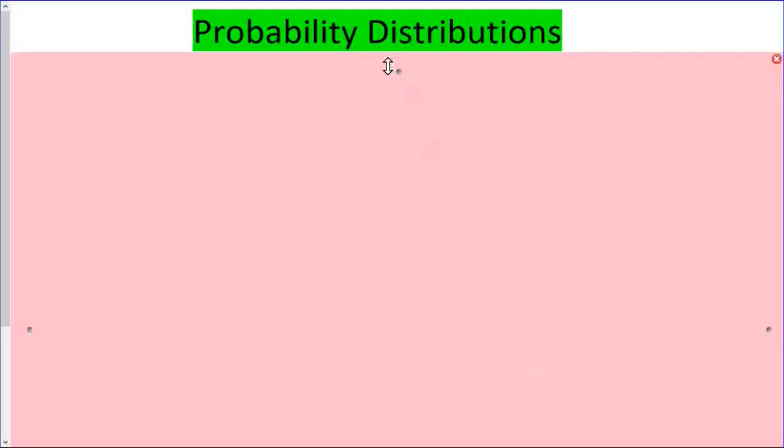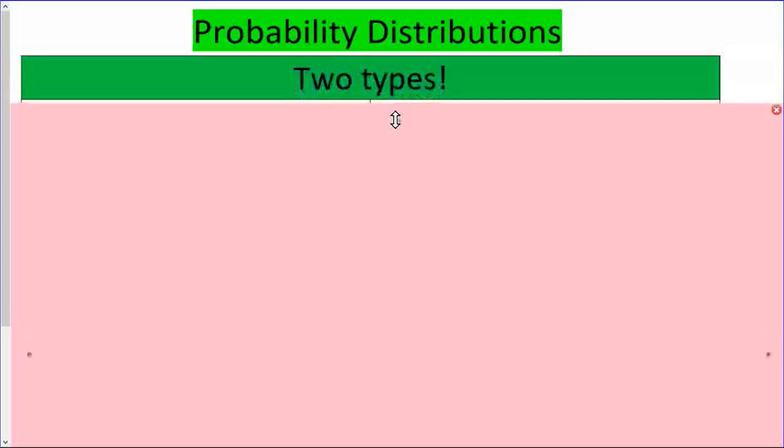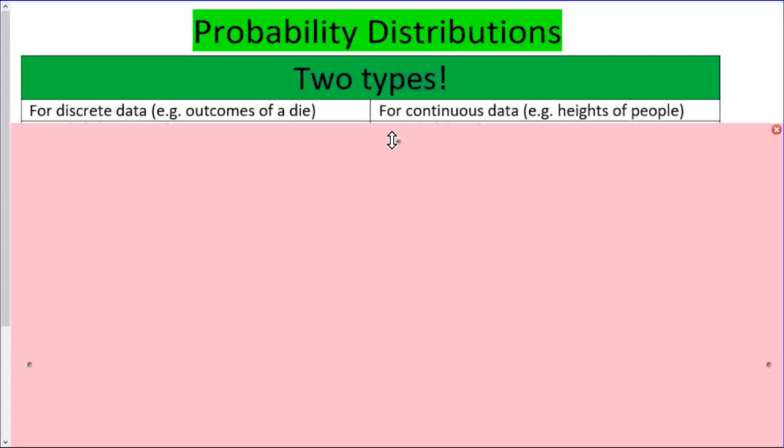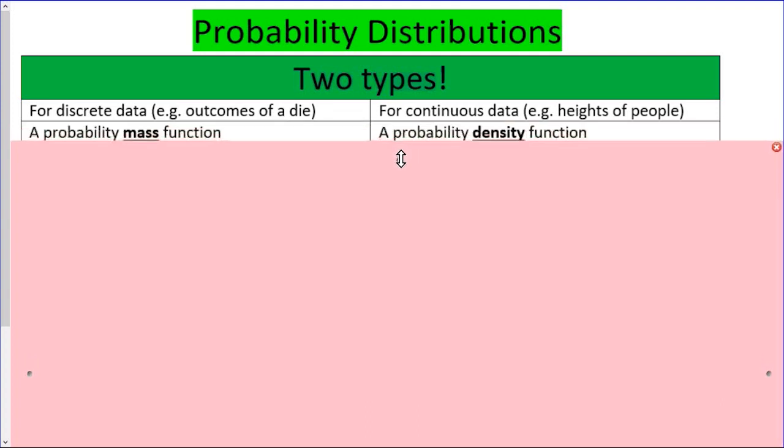Now we're going to continue our discussion of probability distributions. There are essentially two types. One deals with discrete data, discrete meaning it can only take on whole number values, for example, the outcomes of a die, the number of children. But continuous data can take on a range of values, for example, heights or weights of people.